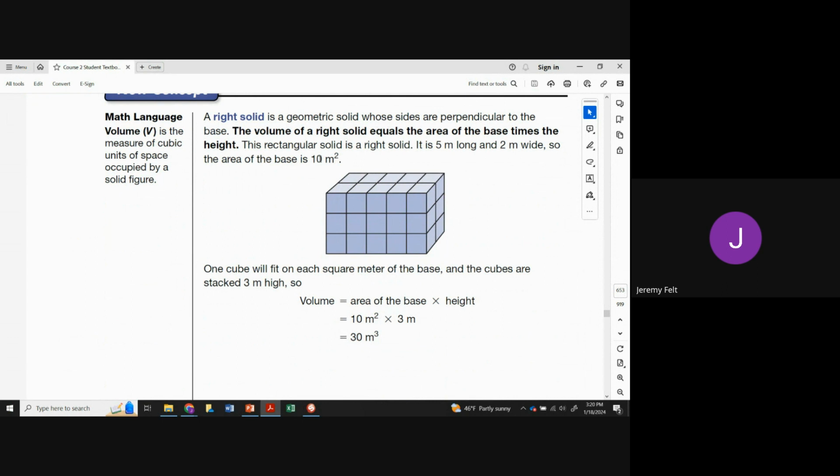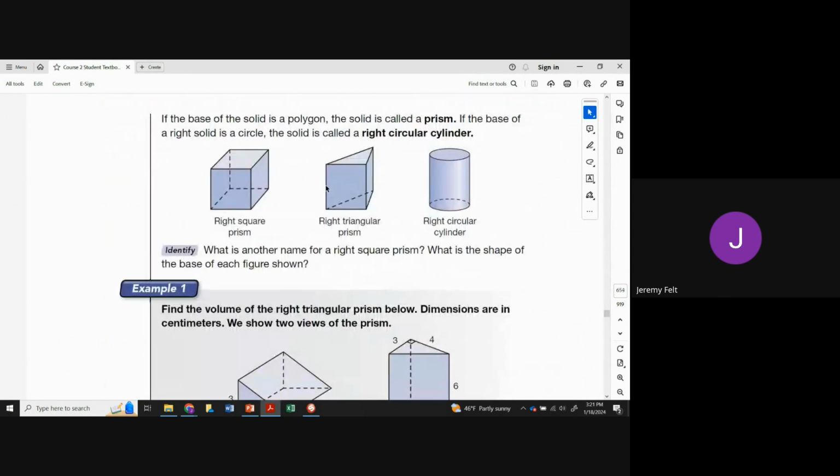So in this one, again, the volume of the right solid equals the area of the base times the height. For a rectangular prism, base area of a rectangle, length times width, and we multiply it by the height. Triangle, base times height divided by 2 times the height. So we've worked with the area formulas quite a bit. Volume, we're just adding in a third dimension that we need to multiply by.